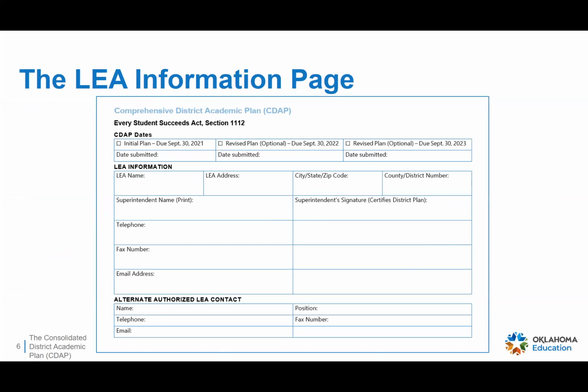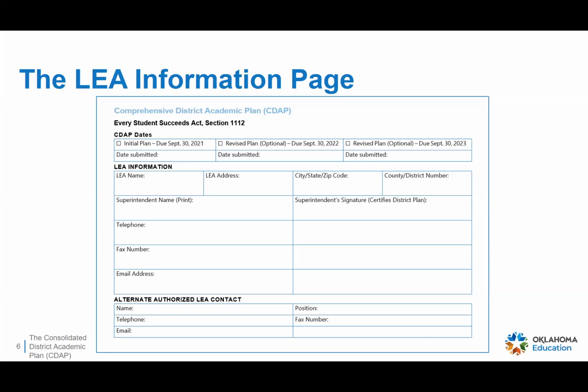This is the LEA information page. It's all pretty straightforward. We see here at the top, there are some check boxes for whether this is the initial plan or a revised plan. So this year, since this is the new template and everyone's going to be submitting on this template for the first time, this year everyone will check this box here that it's an initial plan, and the date submitted will be the date that you submit your consolidated application.